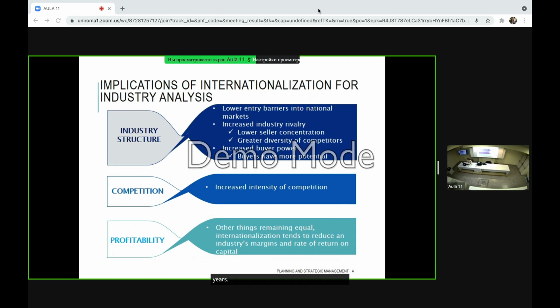The aspect of competition is strictly related to the first, to the industry structure, because with internationalization, with low barriers, we have a higher competition. Profitability, because industries internationalize mainly for revenues and for profitability.